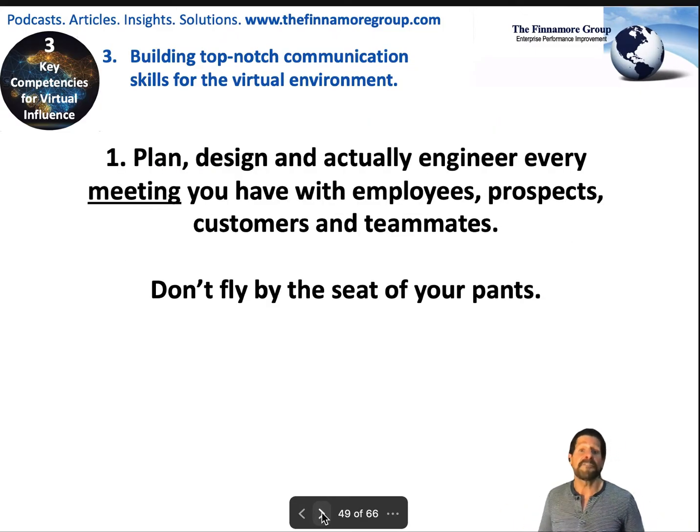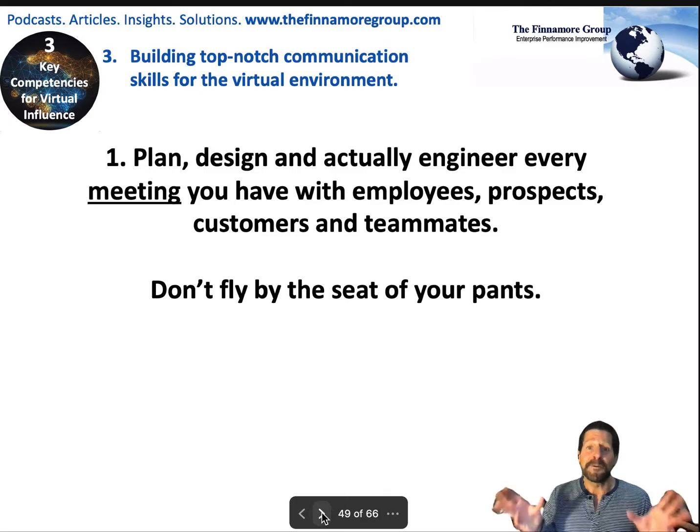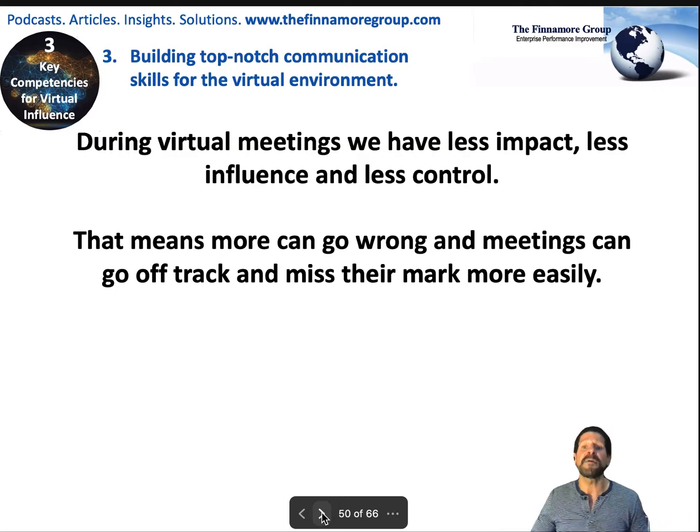So let's talk about the first one. Don't fly by the seat of your pants in a meeting. We just don't have control anymore. Virtual meetings, we have less impact, less influence, less control. During a meeting with a key person, an employee, with a boss, with a colleague, with a customer, with a prospect, that means that more can go wrong than ever before. And meetings can go off track and miss their mark more than ever before. So we have less power to wing it. In other words, don't fly by the seat of your pants.